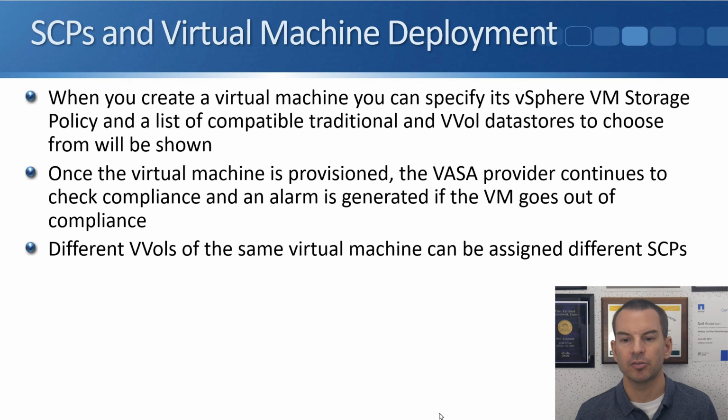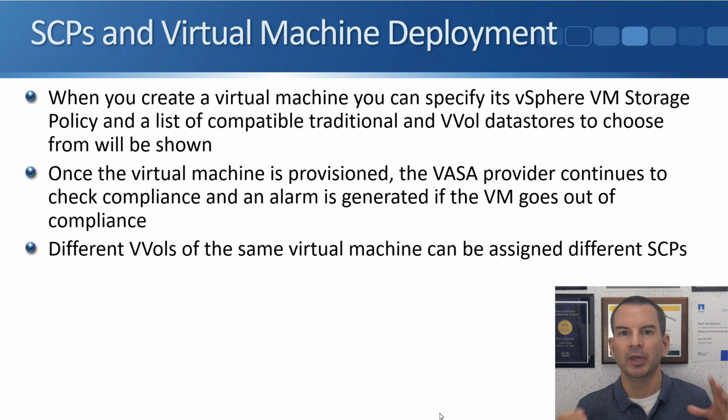So when you create a virtual machine, you can specify its vSphere VM storage policy, and a list of compatible traditional and vVol data stores to choose from will be shown. Whatever data stores you've got configured on the storage will be available as long as they are compatible. Once the virtual machine is provisioned, the VASA provider continues to check compliance, and an alarm is generated if the VM goes out of compliance.